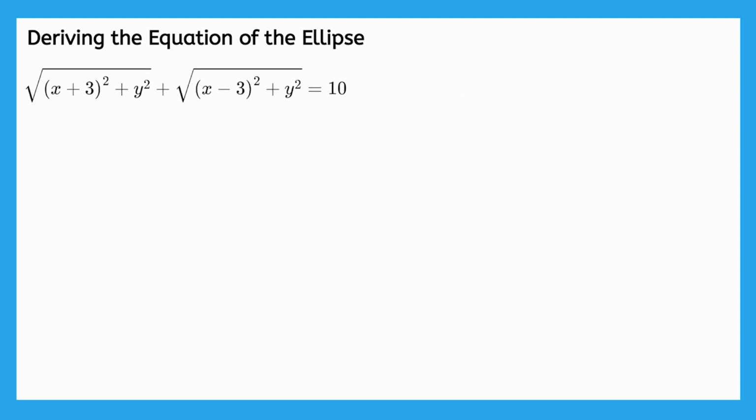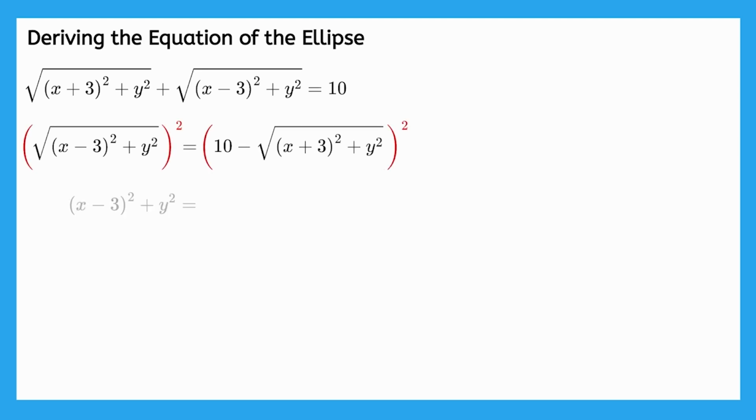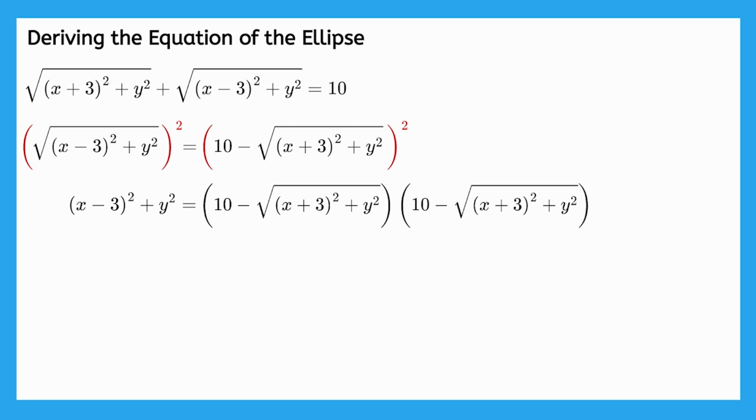I'm going to cancel the second root first. Let's isolate it by subtracting this other term on both sides. Now, squaring both sides will fully cancel out the square root on the left. What should we do on the right side? Here we'll have to expand. We can do so by multiplying the entire expression by itself using the distributive property.